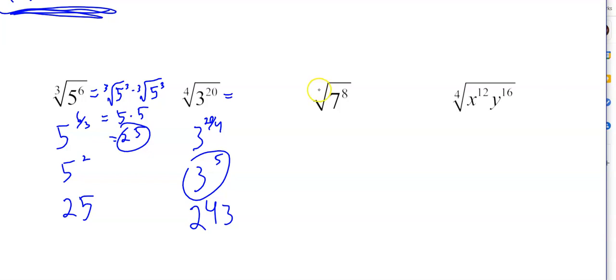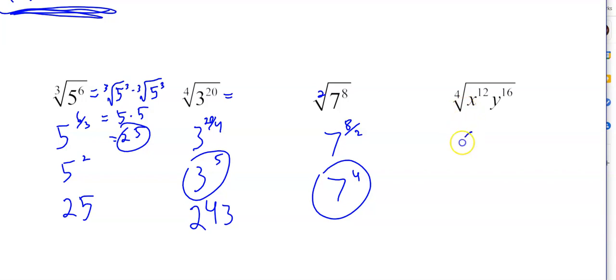This one, the index out here is not written, but it's understood to be a 2. When it's a square root, the index is a 2. So writing that in rational exponent form, that would be 8 over 2, which is 7 to the fourth. And like before, I'm fine with leaving it like that. If you have a calculator, type it in, see what you get. But I want to see this work. I want to see you do that. Or you could break it up into 4 groups of square root of 7 squared, or square root of 49, 4 times.